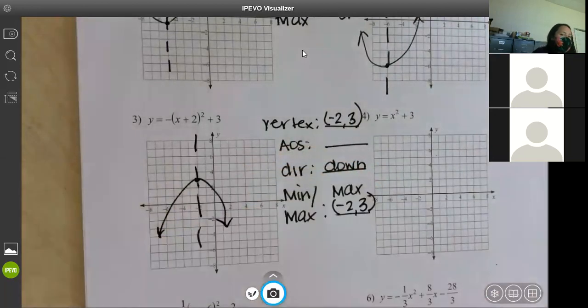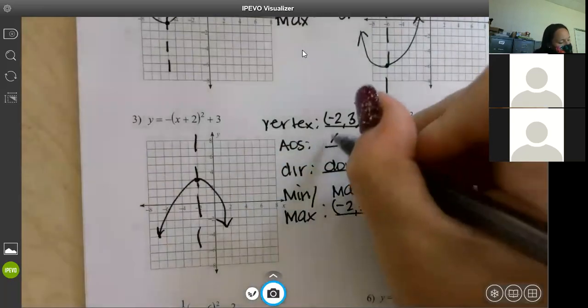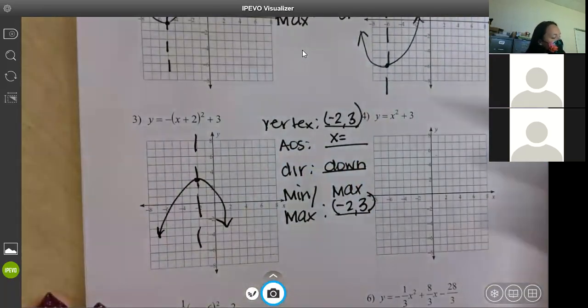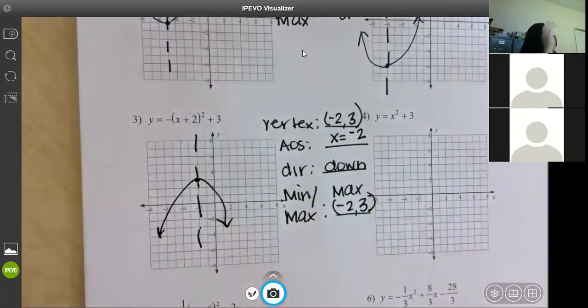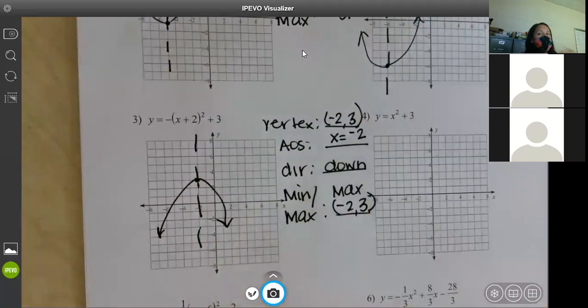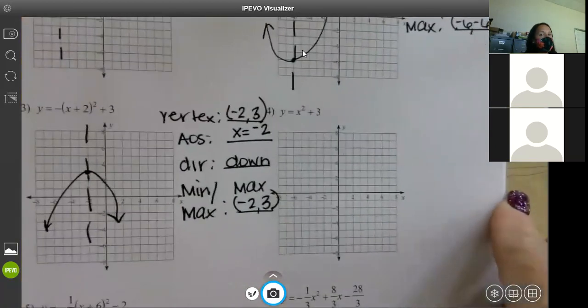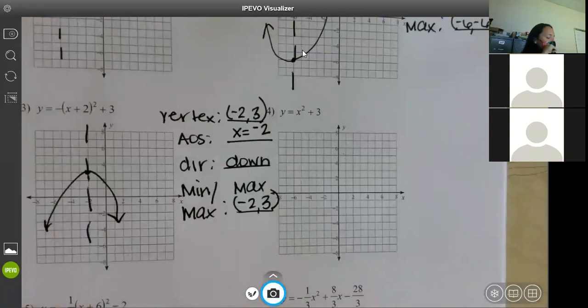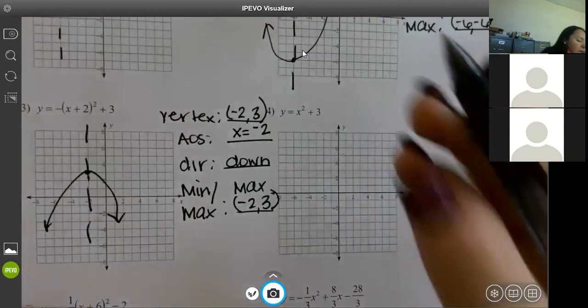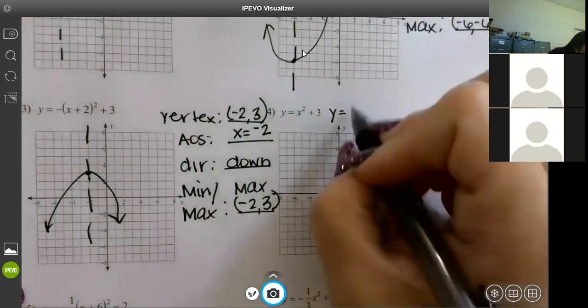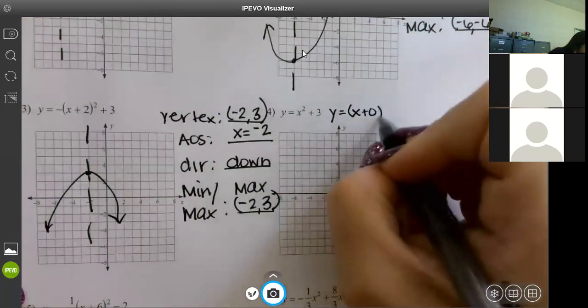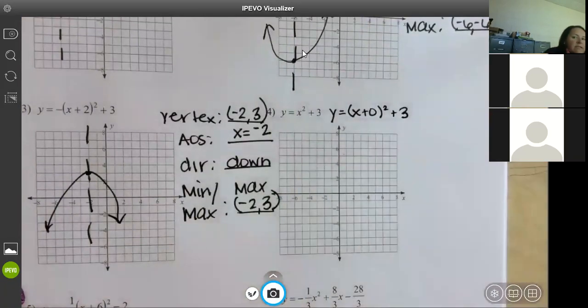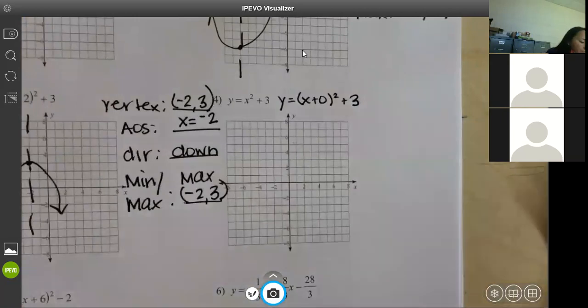Where is your axis of symmetry? X equals -2. That's it. So the only thing really new is the axis of symmetry. That's it. Okay. All right. Do I have to do any work to number 4? No. So if I rewrite it just so you can see it, this is the same thing as x plus 0 squared plus 3.